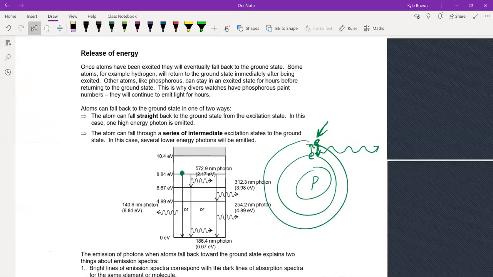Now, these things can jump down in any given sequence. They could start here and then jump down to the bottom, or from here down to the bottom, but they can also jump from, let's say, 8.84 down to 6.67, hang out there for a little bit, and then from there jump down one more or straight down to the bottom. It could do any kind of path in between.